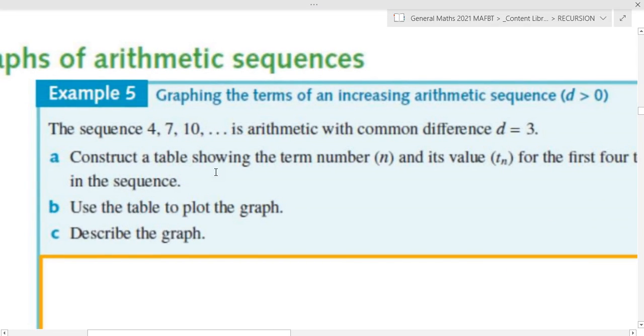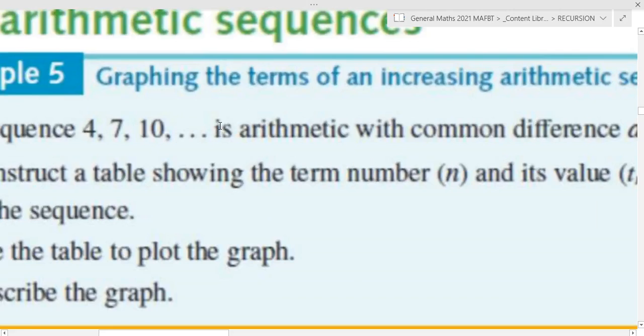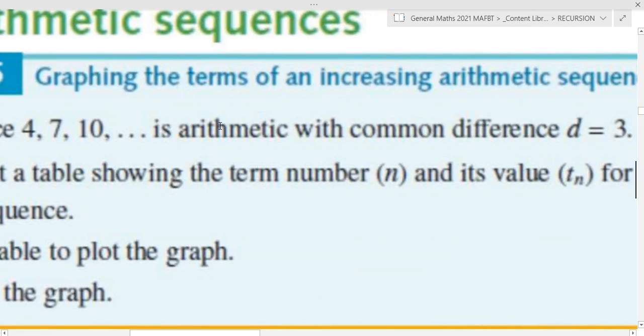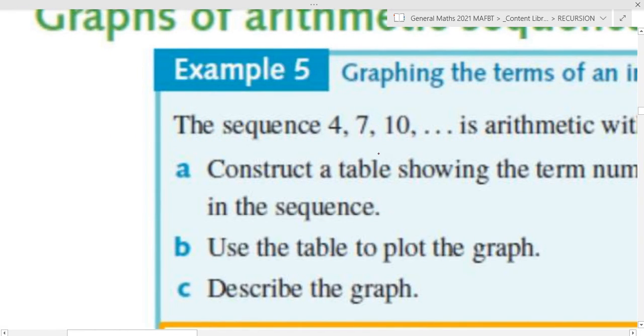Okay, thank you. Last example, guys. So we're going to be graphing a sequence, an arithmetic sequence where the common difference is greater than 0, which means it's a positive number. Positive common difference, that's what that's saying. So in this sequence, 4, 7, 10, it is arithmetic. It's told us the common difference is 3. Anyone want to tell me what the first term is? Let's write that down. 4. So there's your term 1. Just make sure you make a note of what term 1 is all the time.